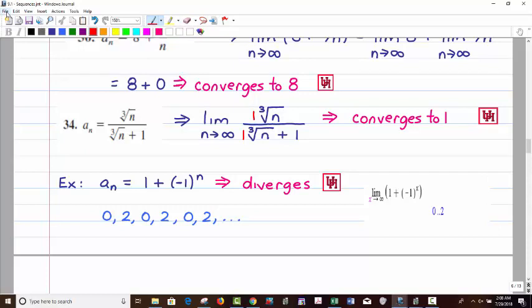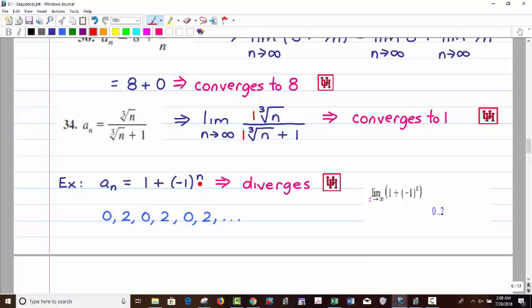Let's look at the next one. Sometimes you have to use a little creativity here. This one, it's hard to really apply normal limit rules. You list out the terms of the sequence, and you can sort of see what's going on. If I put 1 in here, starting with a sub 1, negative 1 to the 1 would be negative 1, and 1 plus negative 1 is 0. If I put 2 in here, negative 1 squared is 1, and 1 plus 1 is 2. If I put 3 in here, negative 1 to the 3 is negative 1, plus 1 is 0.